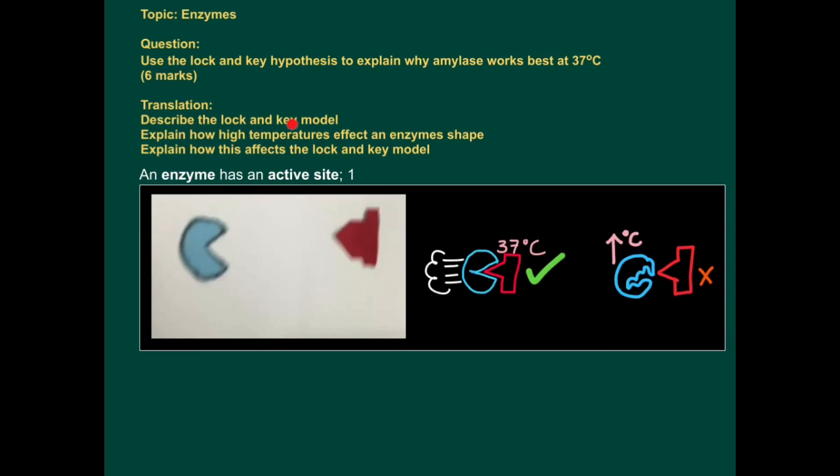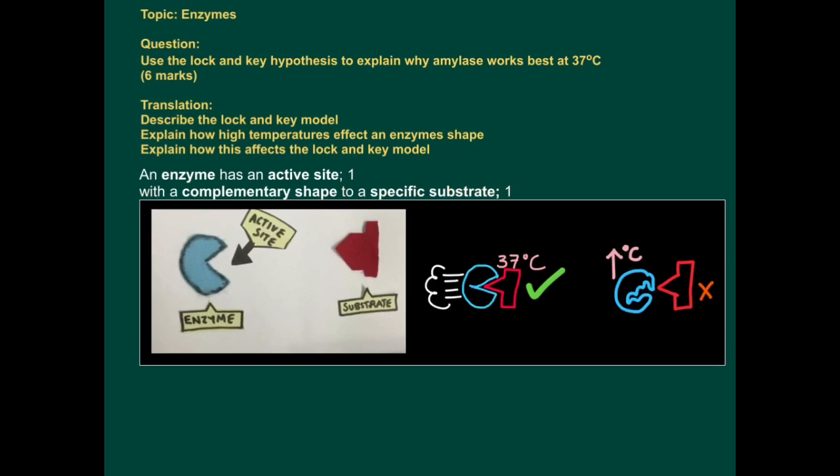So firstly, let's describe the lock and key model. First thing to say is an enzyme has an active site, and you can see that over here. So here's our enzyme with its active site, and here's our substrate, the target molecule upon which the enzyme acts. Now you'll notice that the active site has a complementary shape, in other words, like a lock and key, to a specific substrate. So that's what you need to say next. An enzyme has an active site with a complementary shape, very important words, to a specific substrate.